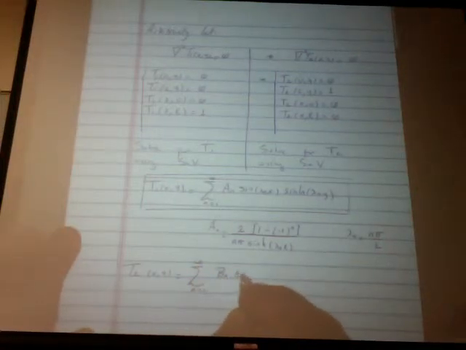T2 will be sine hyperbolic of beta n x times sine of beta n y, such that Bn is equal to 2 over n pi times 1 minus minus 1 to the power of n, divided by sine hyperbolic of beta n L, such that beta n is n pi over small l. Problem solved.